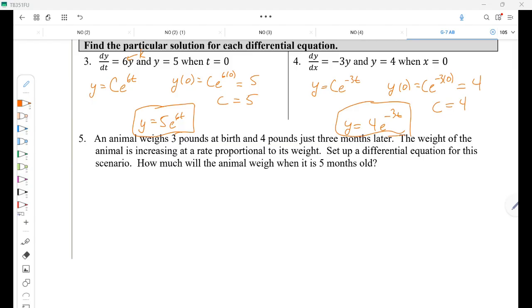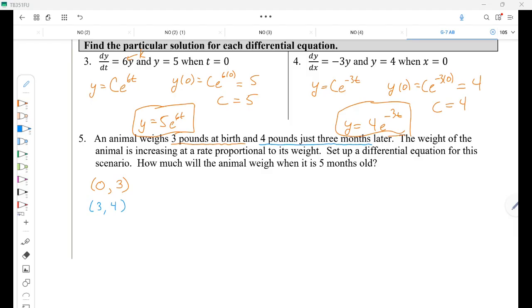An animal weighs 3 pounds at birth and 4 pounds just 3 months later. So those 2 sentences, 3 pounds at birth, they're telling us that our t-value is 0 and our weight variable is 3. So that represents the point (0, 3). And the second one represents the point (3, 4). Time is usually, whenever we're working with these, going to be our x variable, our independent variable. And then whatever we're measuring is going to be our y variable.